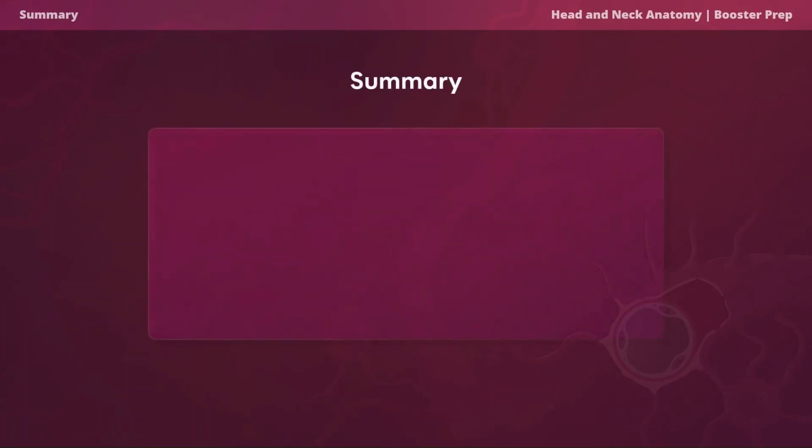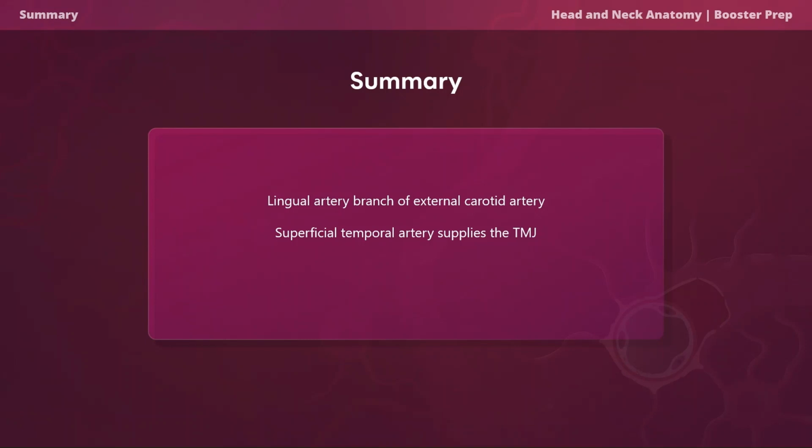Now let's move on to a review of everything that we looked at today. So the first thing we touched on is that the lingual artery is a branch of the external carotid artery, the superficial temporal artery supplies the TMJ, and the lower lip is supplied by the inferior labial artery.